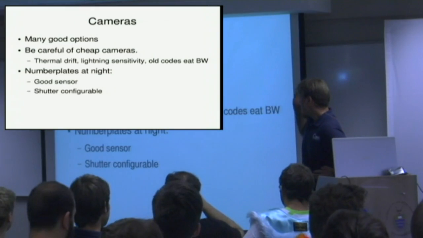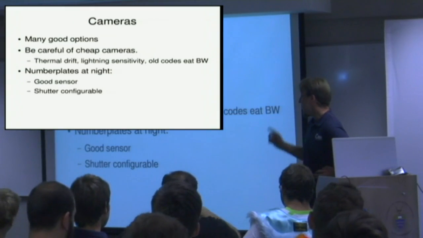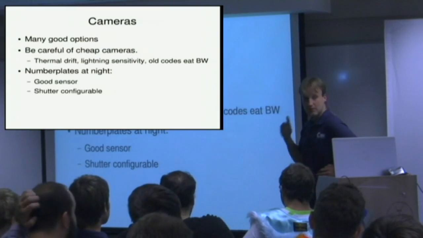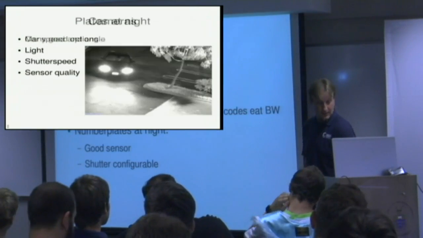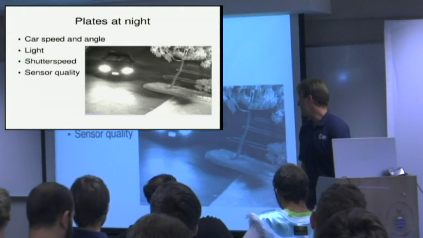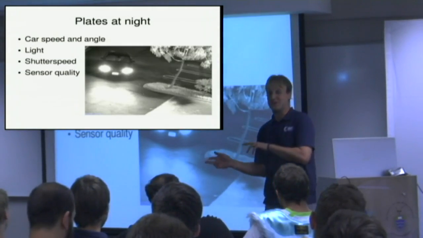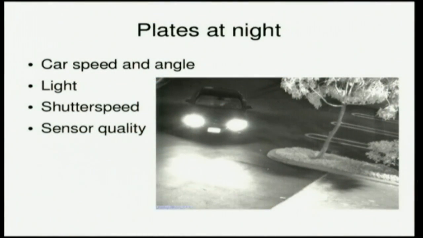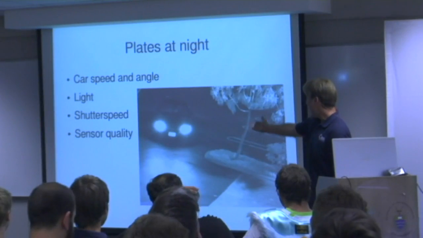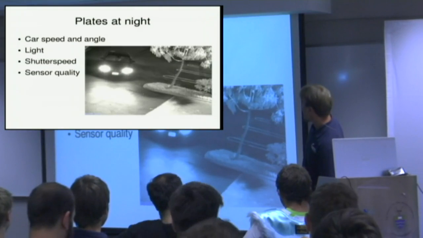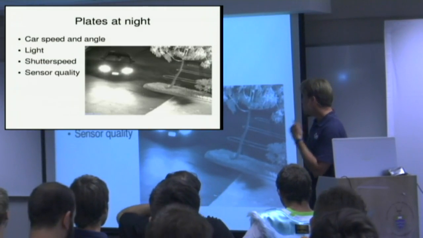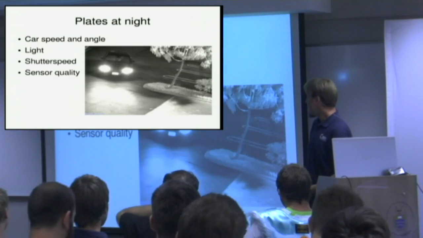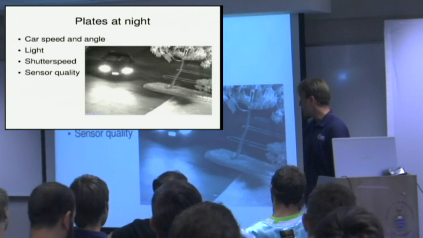Okay, then to get number plates at night, do take extra care to get something with a very good sensor, good optics, and a configurable shutter speed. Okay, so before we get to the algorithm part, getting good images is the very first thing. If you've got crappy images, you are never going to recognize it. That is clearly not recognizable, and that is the typical thing that happens when your shutter speed is not short enough, and you've got this back reflective number plate.